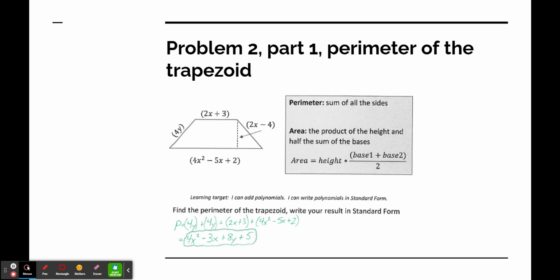So minus 3x. Plus 8y. The two 4y's from the legs. Those don't combine with any of the x's because there wouldn't be any like terms. So plus 8y. And then we have a plus 3 and a plus 2 that combine into a plus 5.